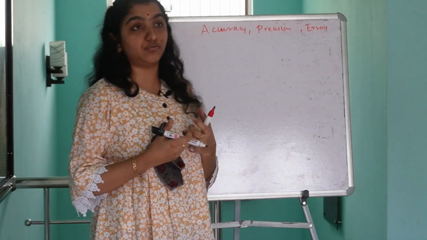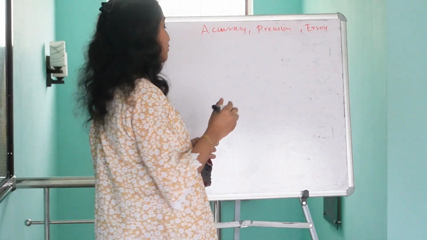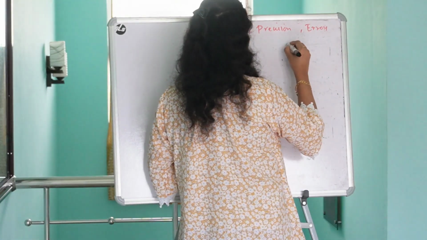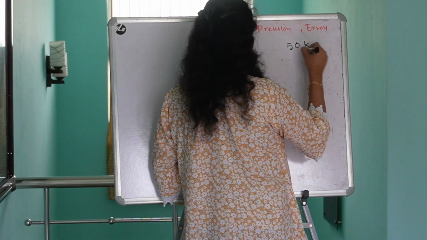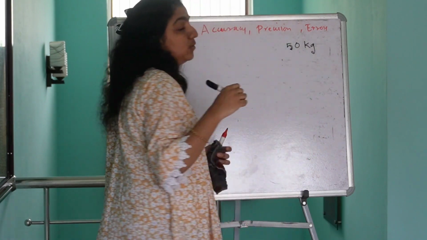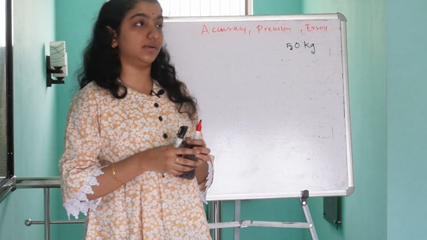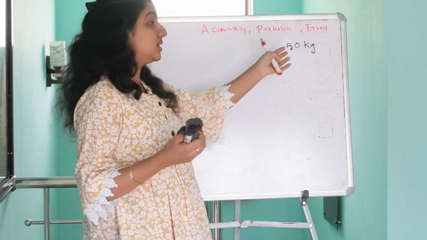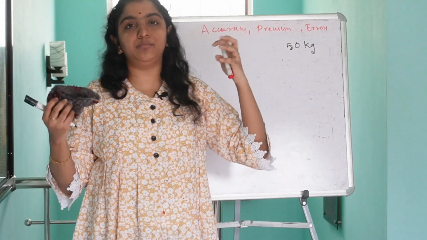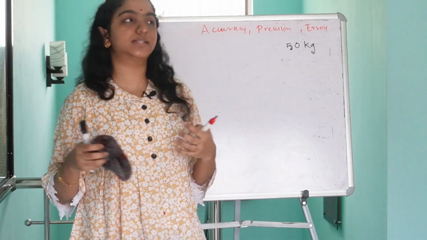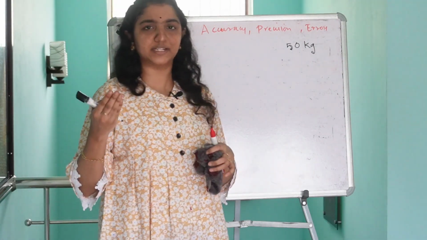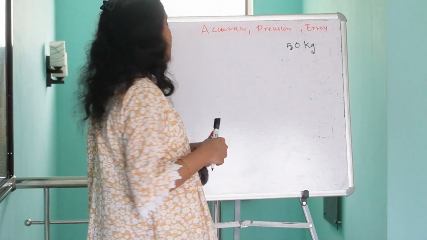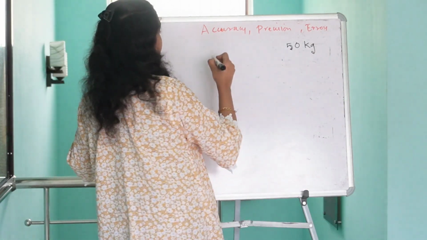Here I am going to consider the mass of an iron ball, and the actual mass of this particular iron ball, let it be 50 kilograms. I am going to measure the mass of this iron ball using a measuring instrument, and I repeated the same experiment multiple times, so I got different values.